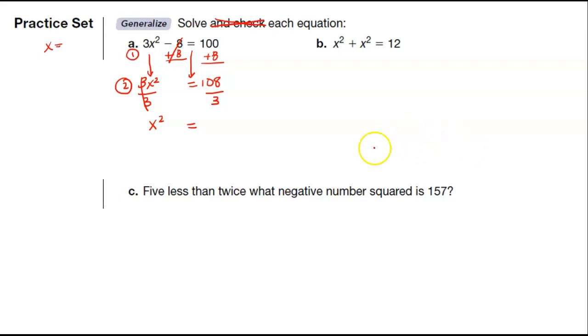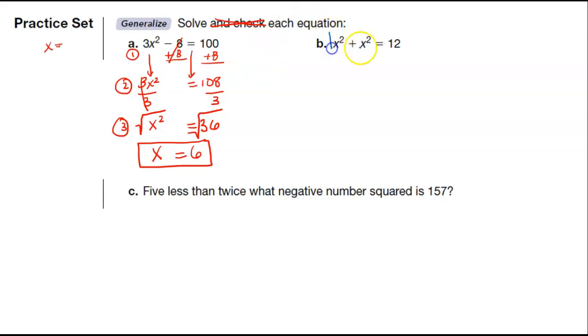is 36. And then the last step, I'm going to have to take the square root of both sides. So the square root of x squared is x, because there's 2 in the house, you can take 1 out. And the square root of 36 is 6. So that is my answer. Let's change colors and see what we've got over here.